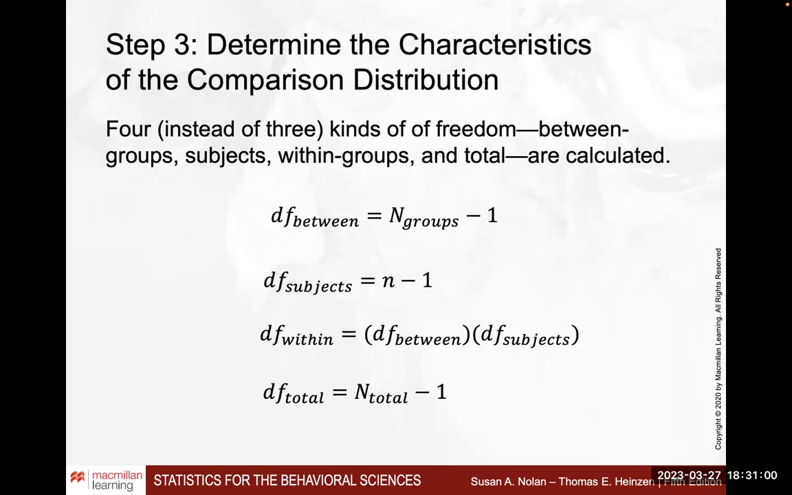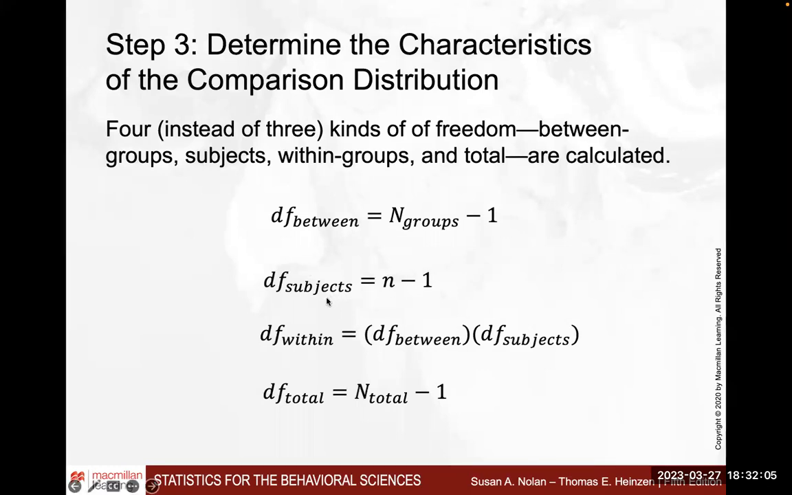Degrees of freedom are a little bit trickier to quantify now because you need to factor in additional terms. Degrees of freedom between is easy: you have a certain number of groups and subtract one. For degrees of freedom subject, please note that the lowercase n differs from the uppercase N. The lowercase n indicates the number of individuals in a group, the number of subjects, whereas the capital N indicates the total number of observations across the different conditions. If five people go through four different conditions, capital N is 20, but lowercase n is only five. One is the subject number, the other is the actual sample size.